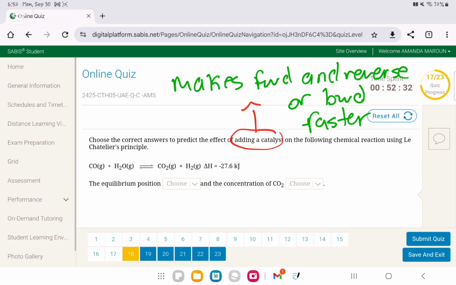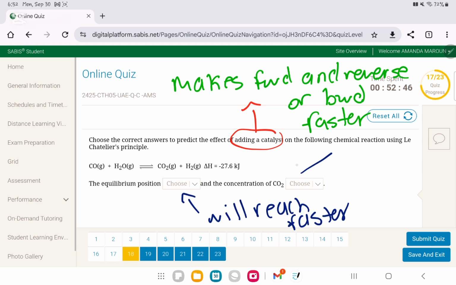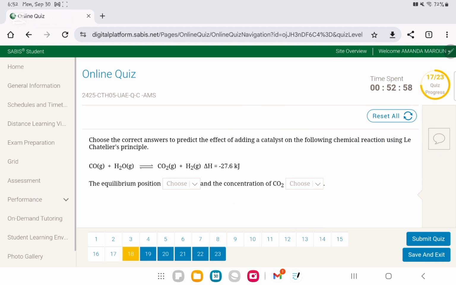It will not change the concentration, it will not change the temperature, it won't change anything. So the equilibrium position will be reached faster. Here, it will be reached faster, whereas everything, which is concentration, temperature, pressure, volume, remains constant. So the equilibrium position is attained faster and the concentration of CO2 remains constant.